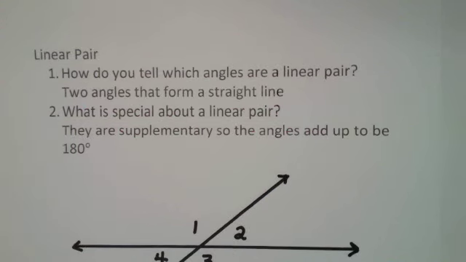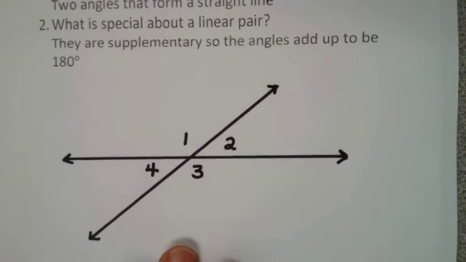The other type of special angle created when two lines intersect is a linear pair. First off, I need to be able to recognize a linear pair by looking at a picture. How do I tell which angles are a linear pair? It's two angles that form a straight line. And it has to be two. It can't be 3, 4, or 5 angles. It has to be two angles that form a straight line. So let's look at this picture right here and let's determine which ones are a linear pair.